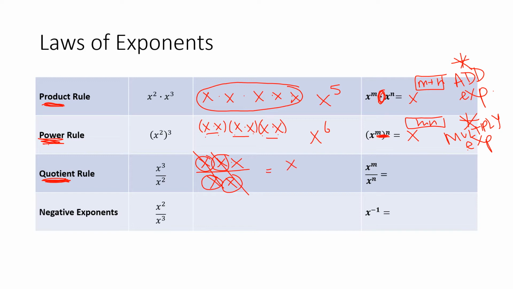And you can guess how we get there. If you have x cubed divided by x squared, 3 minus 2 is 1. All you're doing is taking those exponents and subtracting them. So if you have a division problem, all you do is subtract the exponents.